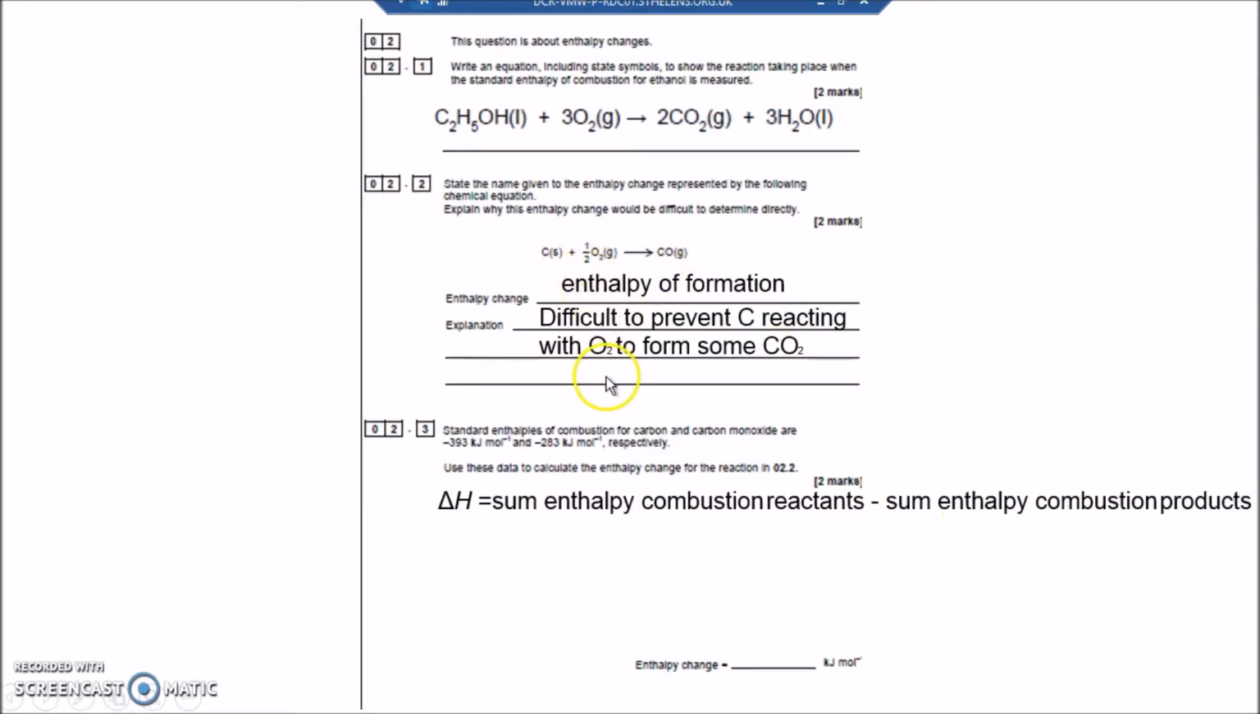Now, for carbon, so enthalpy of combustion of carbon here on the left, it's -393, and enthalpy of combustion of carbon monoxide here on the right, it's -283. So it's take away, subtract a minus. So -393 minus or plus 283 comes out as -110 kilojoules per mole.